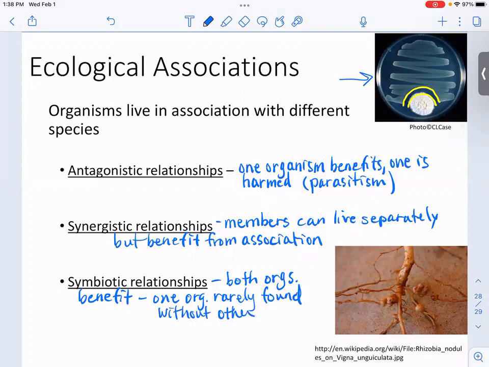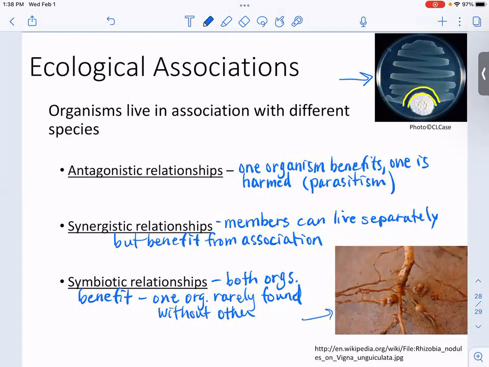This picture here shows a particular kind of bacteria in the genus Rhizobium that lives in association with the roots of pea plants. The bacteria fixes the nitrogen in a usable form so that the pea plant can grow, and in return, the pea plant supplies energy to the bacteria.